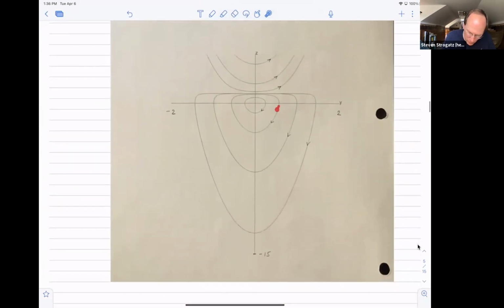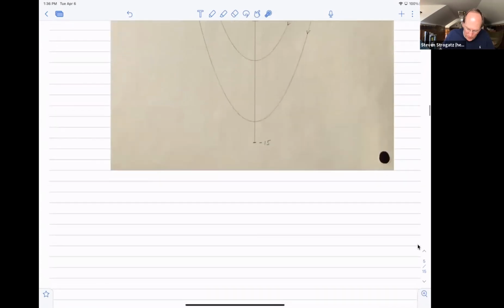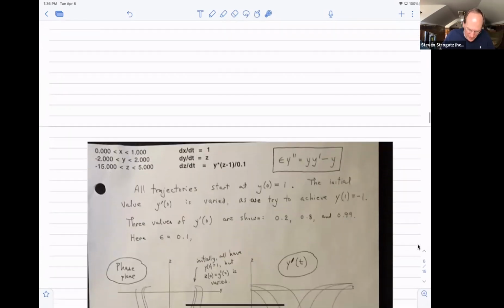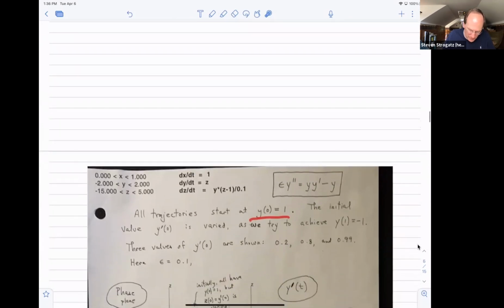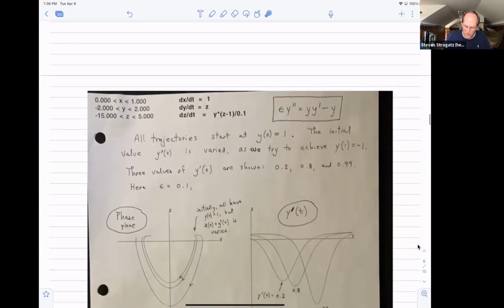Anyway, so you can see they're qualitatively like what I said. They're going around. They're getting all packed up. These guys are going up like that. But here's the interesting part where you can think of it as shooting. If I start the trajectories at y of 0 is 1, I vary y prime of 0 to try to achieve y at 1 equals -1. I chose 3 values for y prime at 0: 0.2, 0.8, and 0.99. And here were the results.